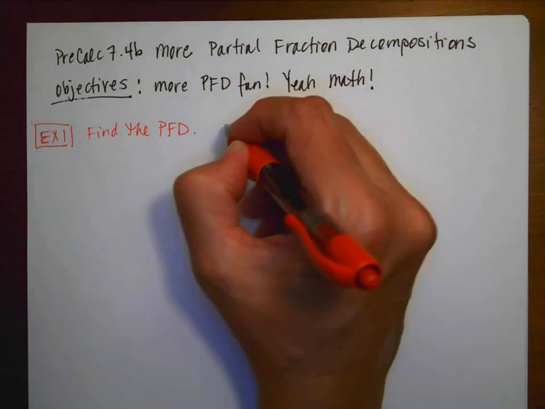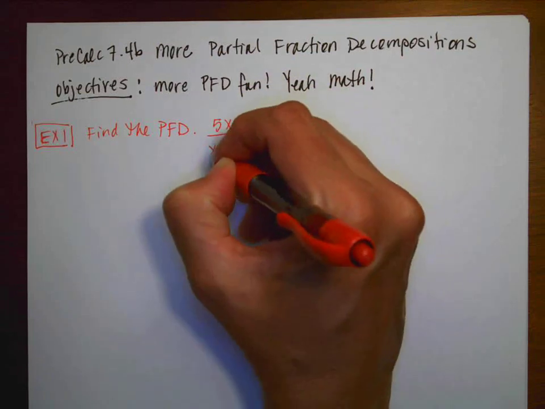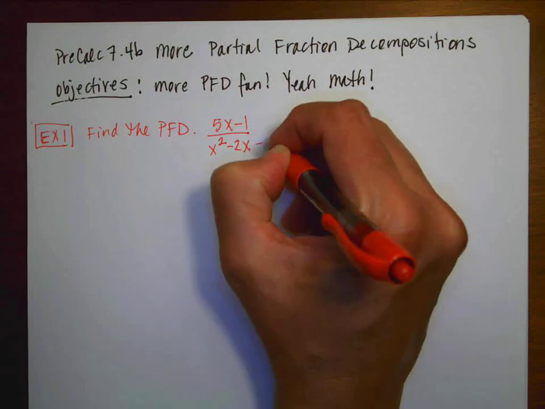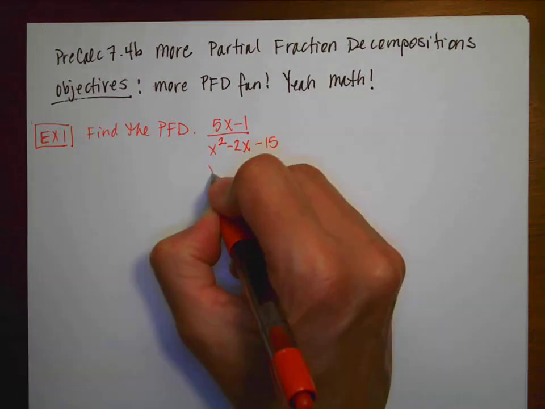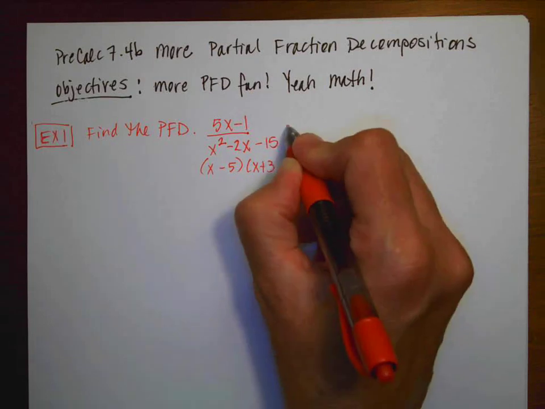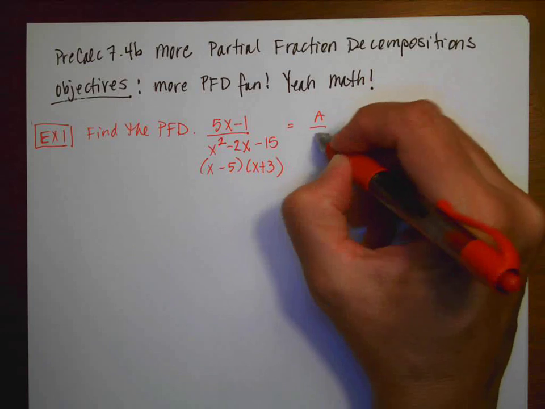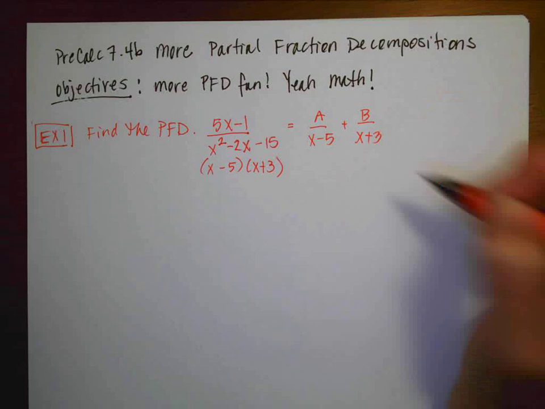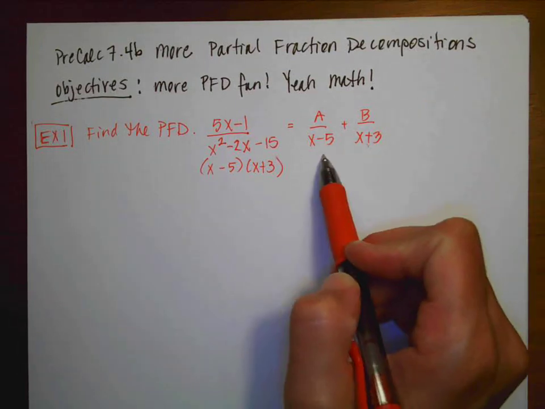Pretty straightforward. My rational expression is 5x minus 1 over x squared minus 2x minus 15. So before I start, I'm going to factor the denominator, so this is x minus 5 and x plus 3. So when I write my PFD, it's going to be A over x minus 5 and B over x plus 3.